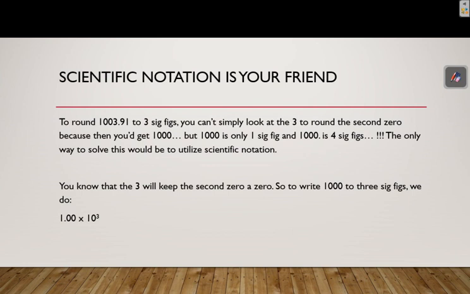So there's only one way that you could write this, with 3 sig figs or 2 sig figs, and that is with scientific notation. I have another video on scientific notation and significant figures, which goes into more detail on this, but just bear in mind the first factor, not the power of 10, but the first factor shows you exactly how many significant figures you have. So if you want to write 1,000 to 3 sig figs, it's 1.00 times 10 to the 3rd.